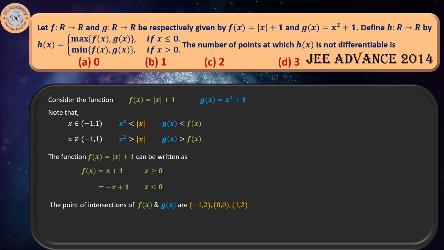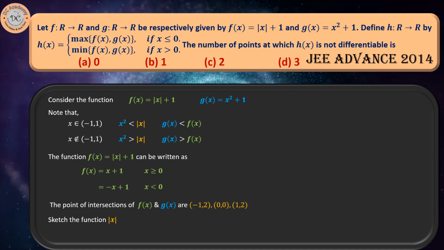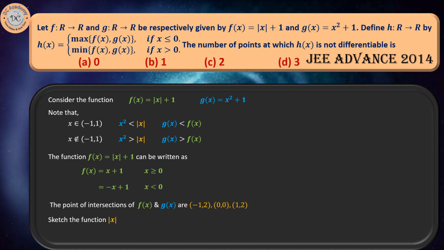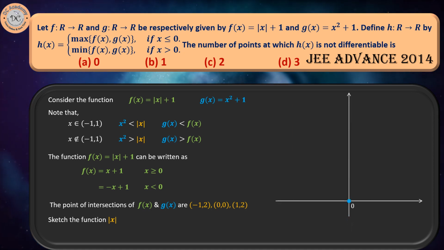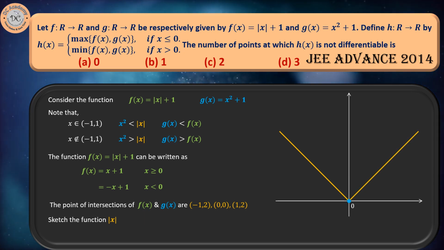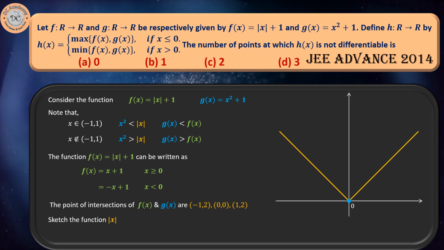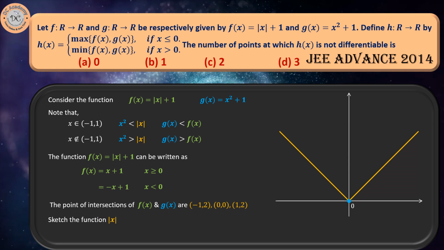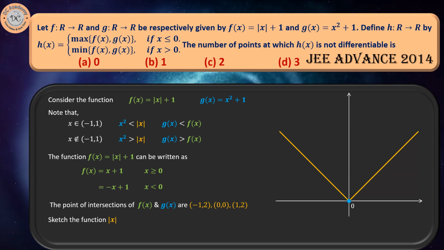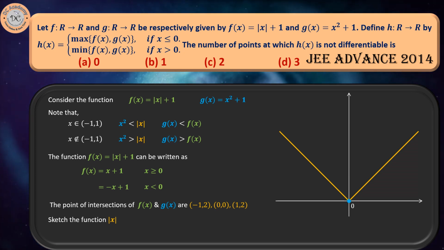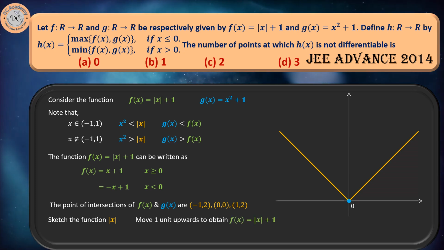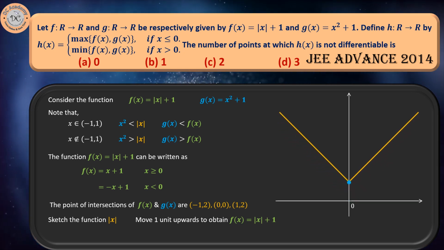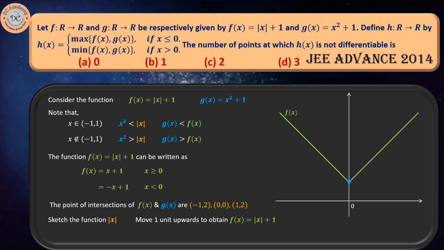So now we need to go ahead and sketch. First we sketch the function |x|. We draw the x-axis and y-axis, and we draw the |x| function, which is a very trivial function. But here we need to draw the function f(x) equal to |x| + 1. So every point on |x| will be lifted 1 unit upwards. If we do so, we'll get the function f(x).